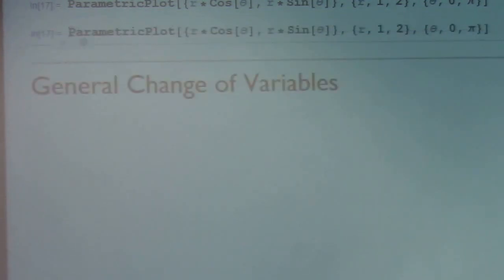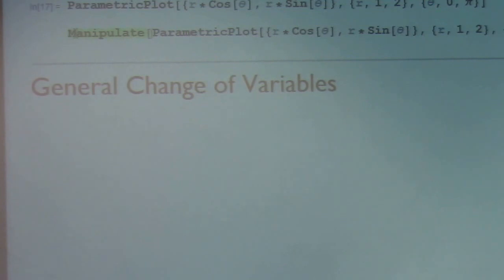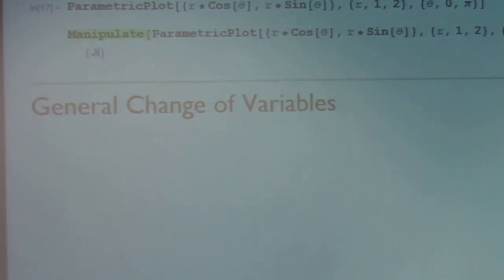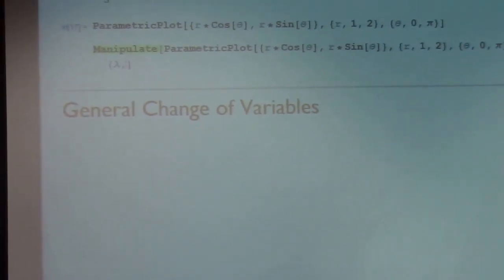I'm going to embed this in a Manipulate to make an animation of something. I'm going to call my animation parameter lambda, just because that's what I'm used to using. The lambda here is not a Lagrange multiplier, so don't confuse this with Lagrange multipliers. It's also not an eigenvalue, so don't confuse it with eigenvalues. Lambda is just going to be my animation parameter. It's going to go from 0 to 1.